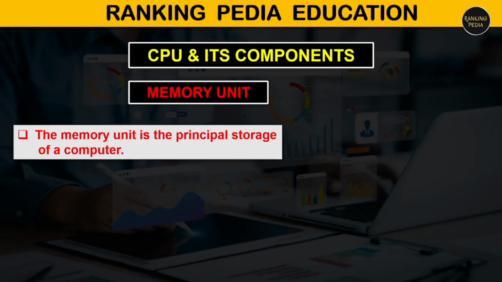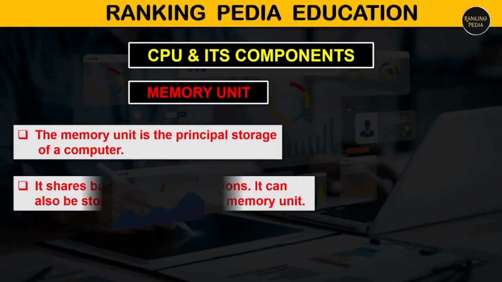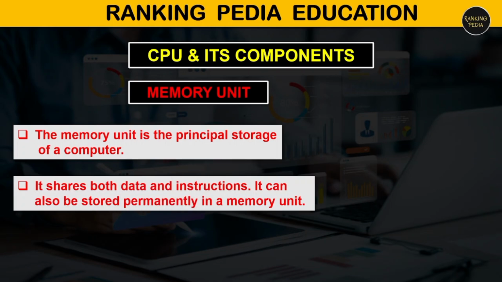The memory unit is the principal storage of a computer. It stores both data and instructions. Data and instructions can be stored permanently in a memory unit. This is the main property of a memory unit.